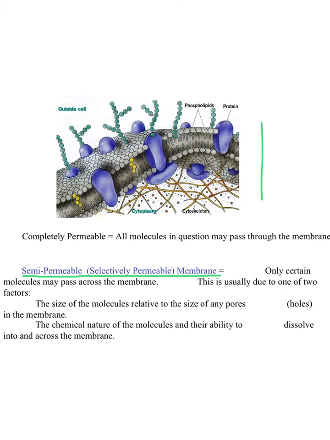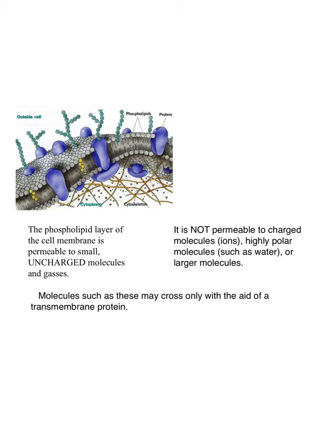Here, we're going to be looking more at the chemical nature of the molecules and their ability to dissolve across the membrane or squeeze past the chemicals that make up the membrane. So let's look at this a little bit more closely. Since most of the cell membrane is made up of phospholipids, and forget about the proteins and everything else for just a sec, those phospholipids have that fluid mosaic personality.